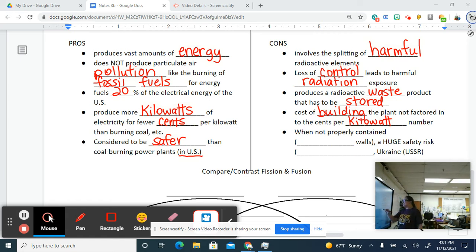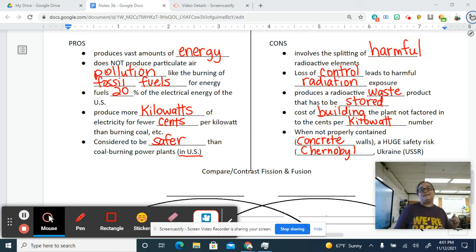When it's not properly contained, so when you don't have the concrete walls and the dome structure and the lead inside, it is a huge safety risk. And one of our big examples of this is Chernobyl. Now, at the time when this happened, it was part of the USSR. Now it's in the Ukraine. The Ukraine is separated from the USSR and it's its own country. But in the time this happened in the 70s, Chernobyl was part of the USSR. And you can Google it for yourself. You can look it up.